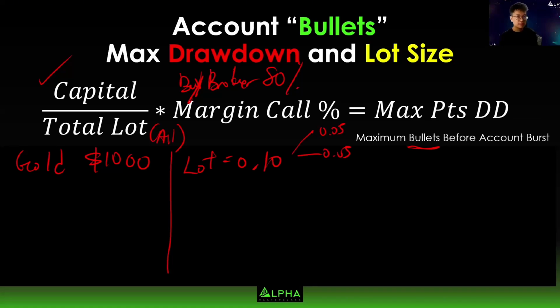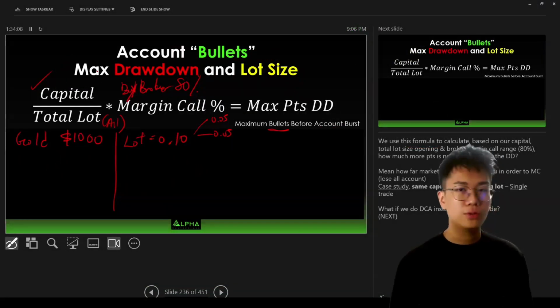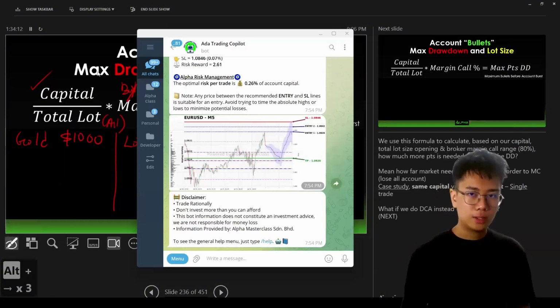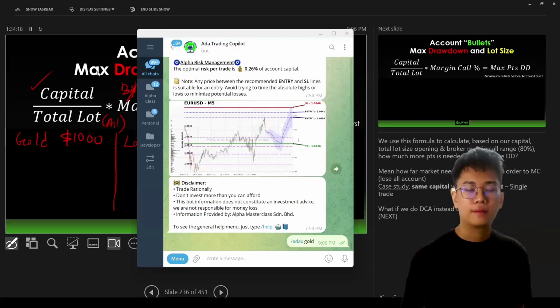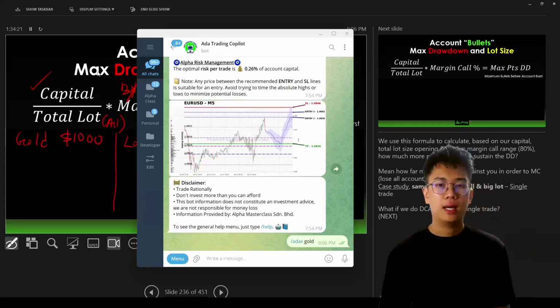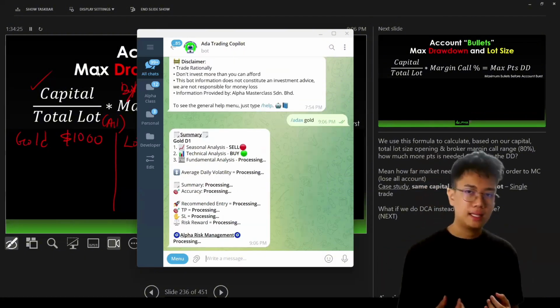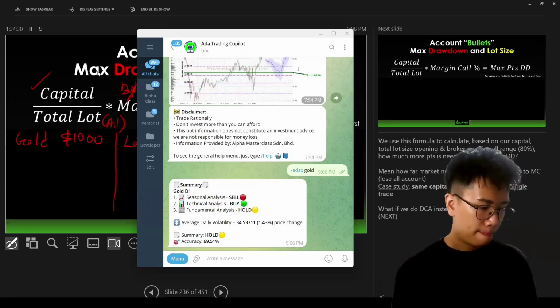When I have this kind of setup, the next question is how much is the volatility of Gold Market in a day? Well, you can check it using ADA Copilot, which is here. So what you can do is type /ADA X Gold, and I would like to get the gold market summary for daily time frame. Okay, this is the gold market summary for daily time frame.